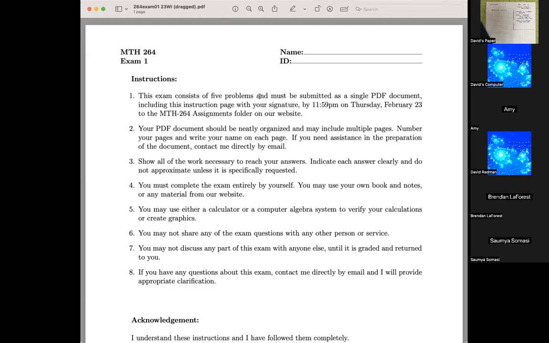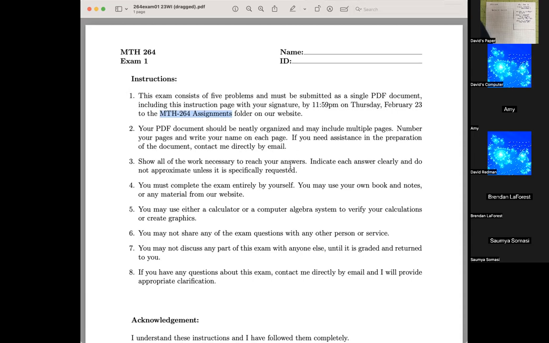It consists of five problems. It was four or five problems, but I'll double check. You're going to submit it as a PDF document, as you submit your homework, to our assignments folder. Organize your document neatly. It will include multiple pages. Please number your pages and write your name on each page just so I keep track of things. If you've got the pages numbered 1 through 13 and there's only six pages present, then I'm going to probably get back to you and ask you if something's wrong. But if I just see six pages, I figure you submitted six pages. So numbering your pages is really in your best interest.